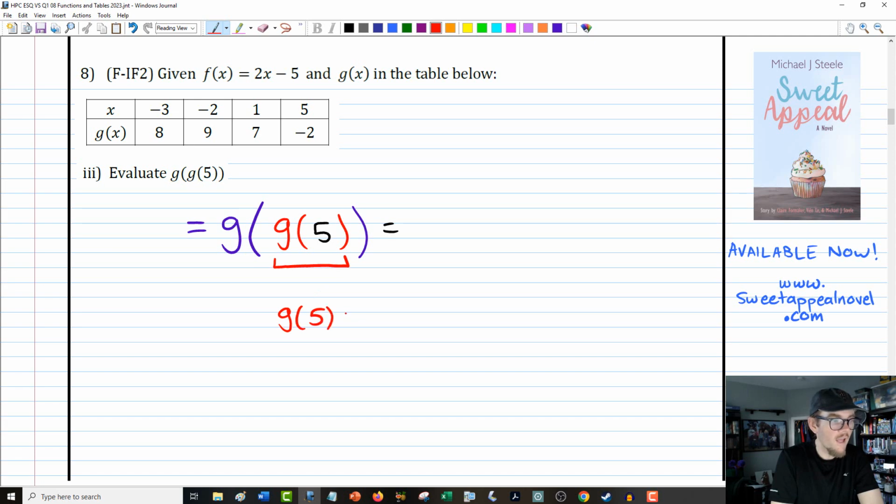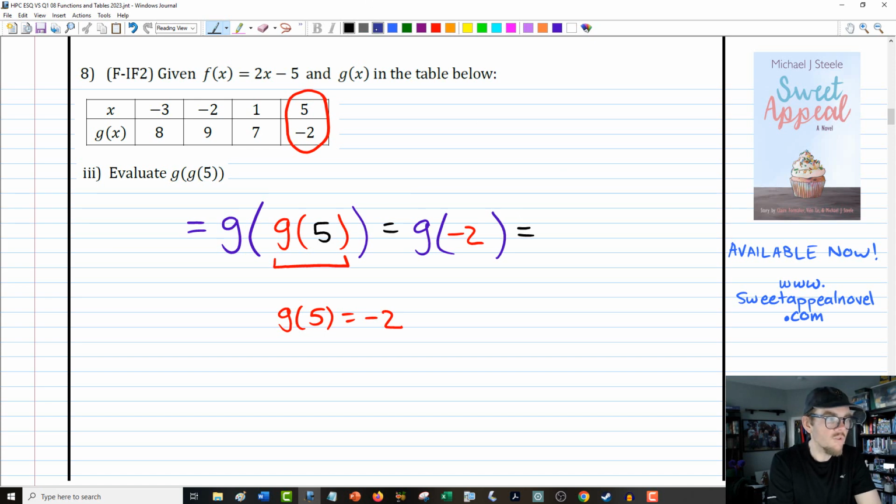So what is g of 5? Well, looking up at our table, there's the appropriate section. When x equals 5, g equals negative 2, so g of 5 is equal to negative 2. Therefore, when we try to evaluate g of 5, we're really trying to evaluate g of negative 2. And our question then becomes, what is g of negative 2?